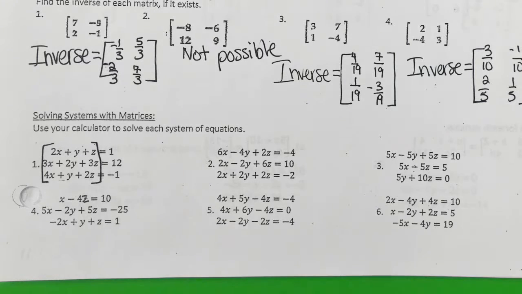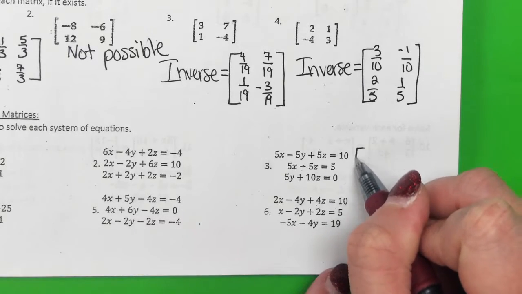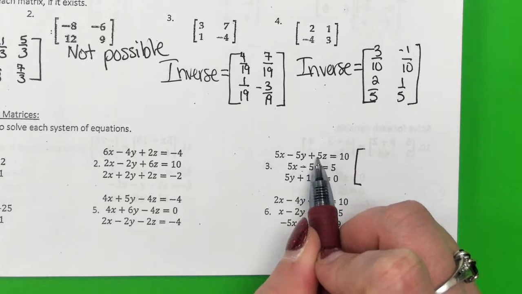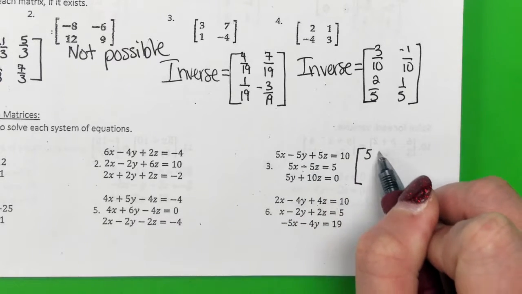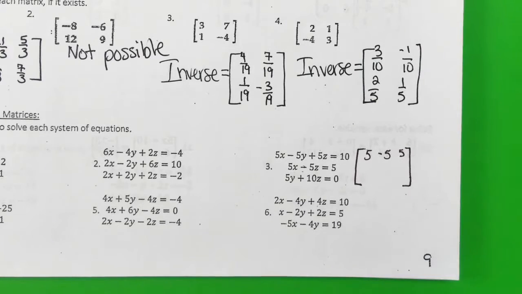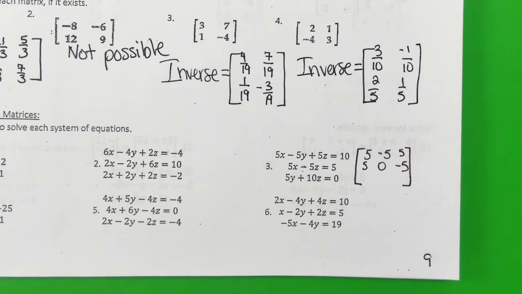All right, but let's look at number 3. Yes, we're going to work with our partner. Just to make sure we're all okay, we're going to make a matrix. Okay? From the top row, what are the numbers from the top row? Very good. And what about the second row? It's a 0. Perfect. 5, 0, negative 5, because there's no y value. Perfect. What about that third row?